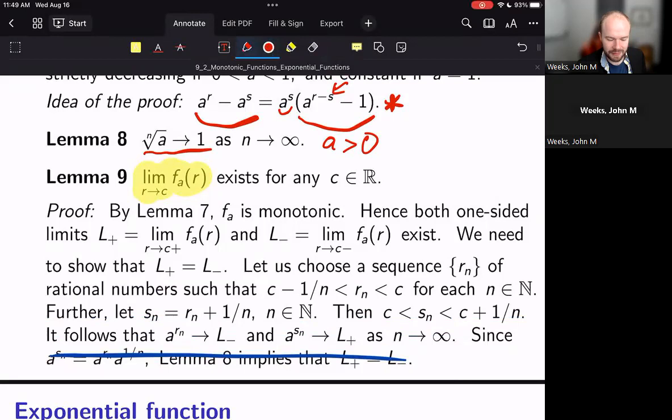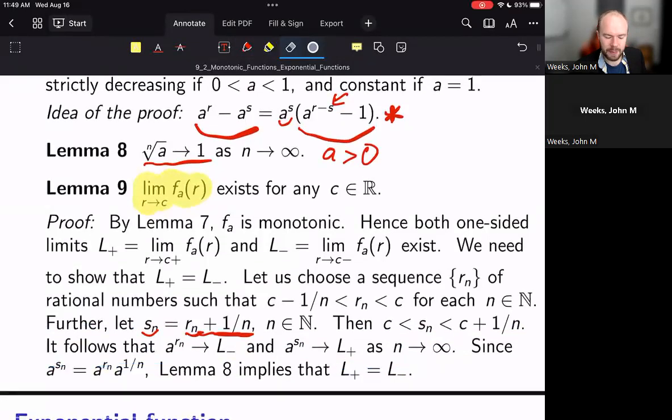In particular, we're going to define s sub n in terms of r sub n. We're going to define it to be r sub n plus 1 over n, so that the difference between these two sequences is exactly 1 over n. Well, we know a to the r sub n is going to approach the left-handed limit. A to the s sub n is going to approach the L plus limit. And the question is what's going to happen when I consider the differences between these two things?